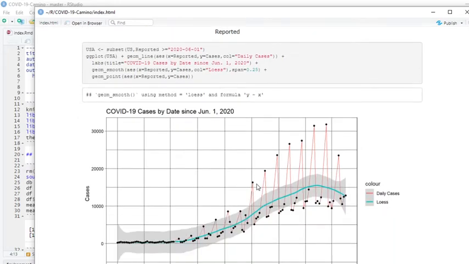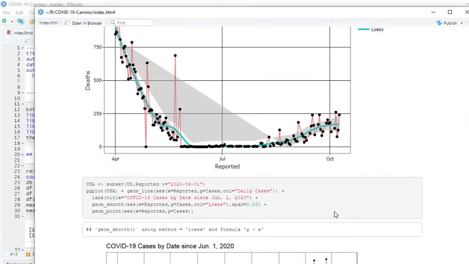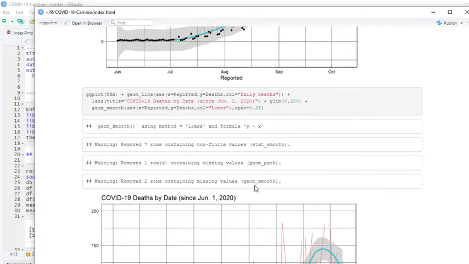Let's take a look at cases per day. Once again, you can see this increase here, followed by a decline in cases. All right, we're beginning to see a decline in cases, which I'm going to chalk up as being good news.